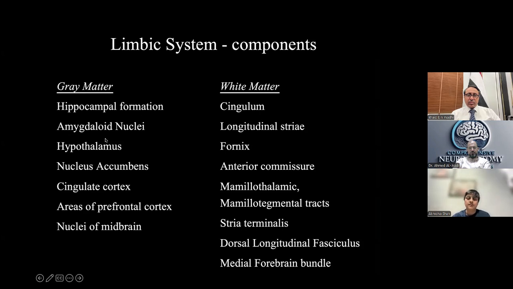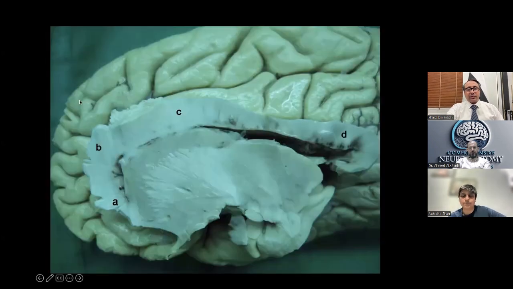Then you have the amygdala, the hypothalamus, the nucleus accumbens, the cingulate cortex, areas of prefrontal cortex, and nuclei of midbrain. And the fibers that are involved in this are the cingulum, the longitudinal striae going above the corpus callosum, the fornix, the anterior commissure, the mammillothalamic and mammillotegmental tract, the stria terminalis, the dorsal longitudinal fasciculus, and the medial forebrain bundle. So these are the whole components of the limbic system. We are just going to concentrate on the hippocampus for today.